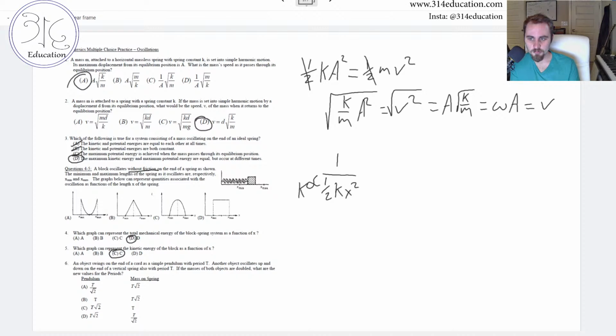Okay, hang on. Even though that's the right answer, there's a better way of expressing this. We would express this as the total mechanical energy minus 1/2 kx squared. This is a constant. There we go.